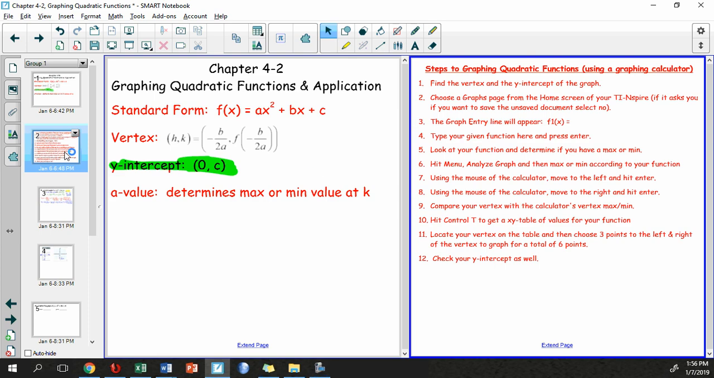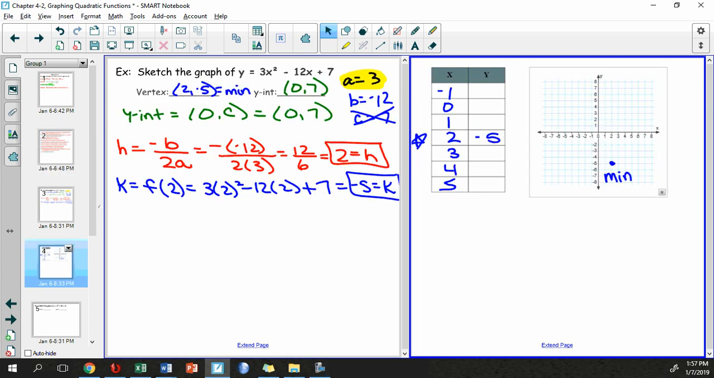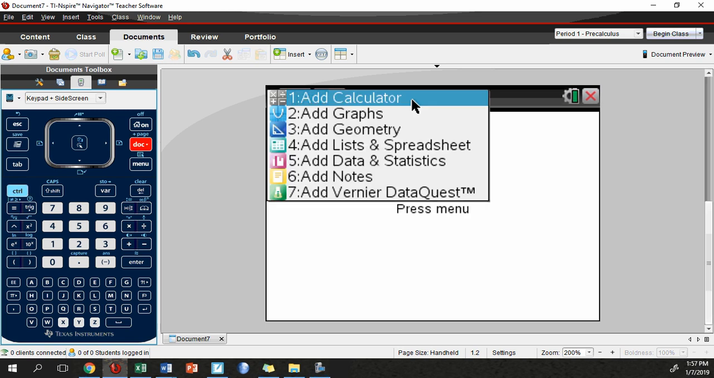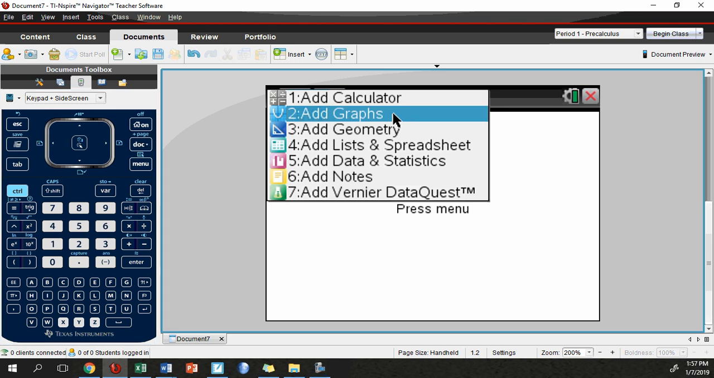Okay, so now we're going to go back to our steps. And our steps said to then choose a graph page from your home screen. Now, we're not going to go to our home screen because we already have a document open. Do you agree with me? So I'm just going to go Control Doc. Control Doc allows me to open up a new page. And I want a graphs page.